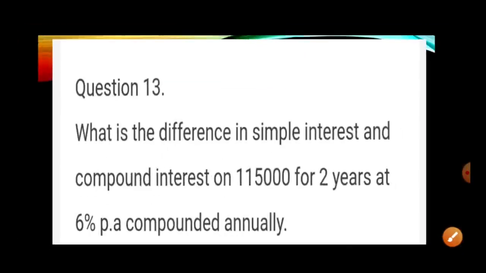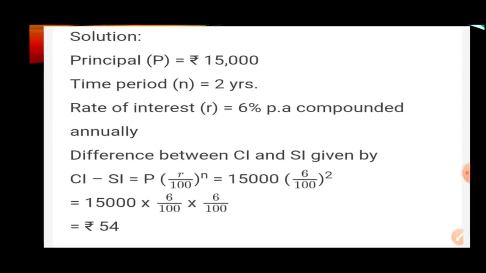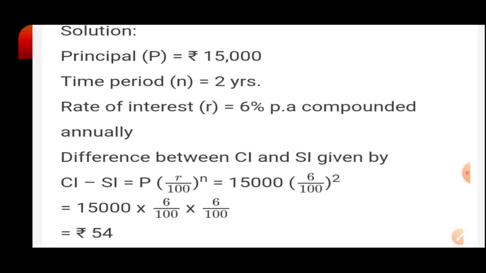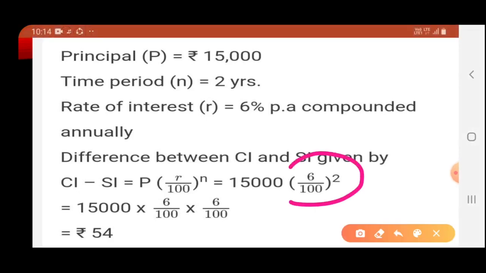Here we can see the solution now. Our principal is 15,000, time period n equals 2 years, rate of interest R equals 6% per annum. We have to compound annually. Difference between CI and SI is given by CI minus SI equals P into (R by 100) whole power n. So 15,000 into (6 by 100) whole power 2. Now what is the meaning of whole square? We have to multiply the number 2 times. So 6 by 100 into 6 by 100. If we simplify this term, we can get the answer.